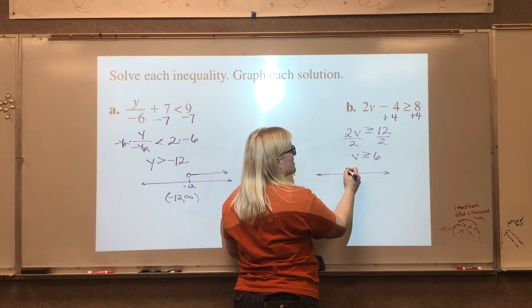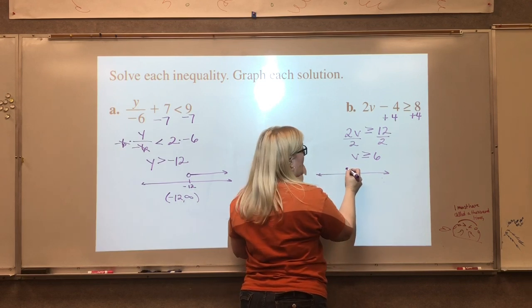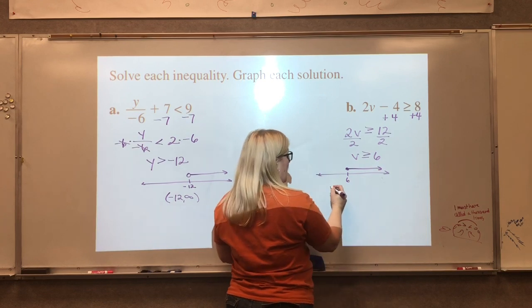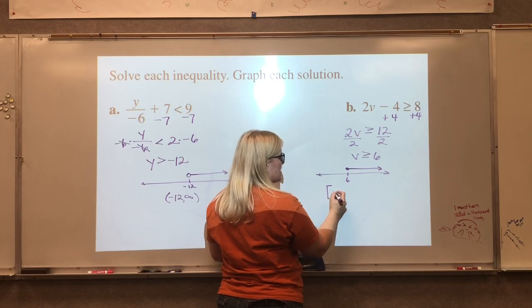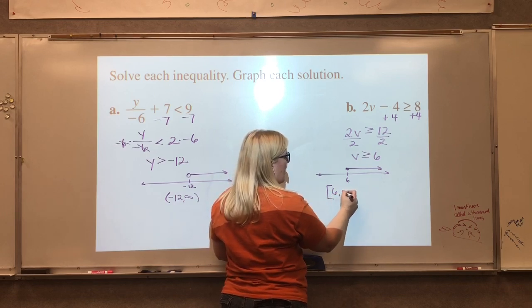All right, so over here we have v is greater than or equal to 6. So I have a filled in dot, and it goes to the right, and I have, not a parenthesis, but a bracket, and 6, and we have infinity again.